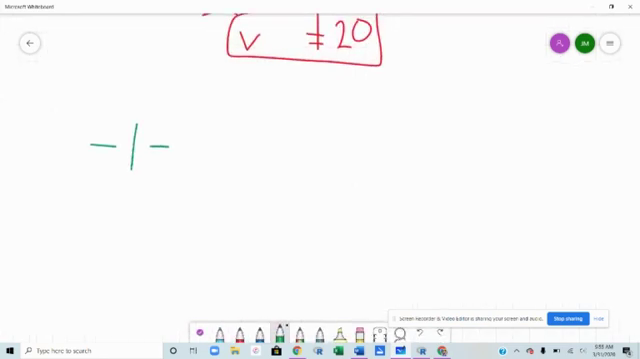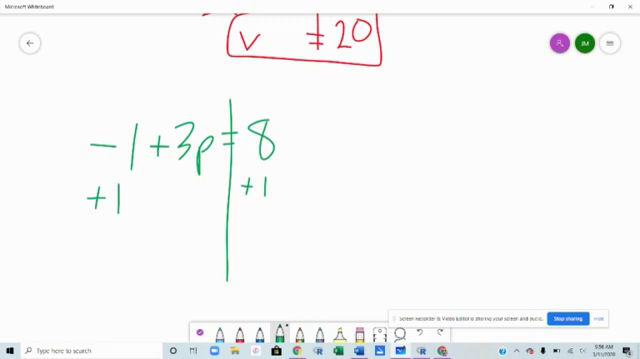Negative 1 plus 3p equals 8. Draw your line. Look at the side with your variable, which is over here on the left. We've got our constant is negative 1. So because it's negative 1, you need to add 1 to both sides. Because negative 1 plus 1 is 0. Leaves you with 3p equals 8 plus 1 is 9.